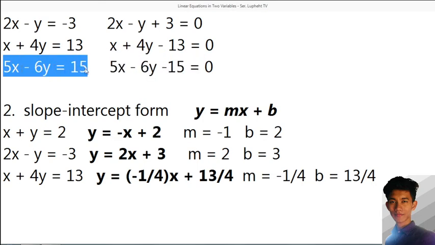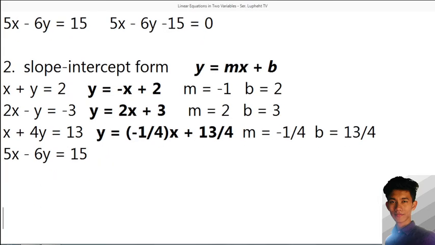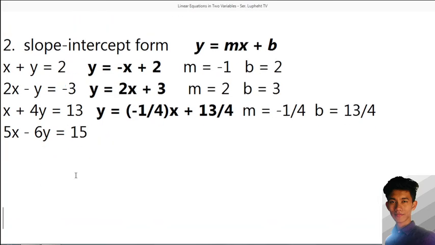So, we have 5x minus 6y is equal to 15. Okay? So, paano natin to gagawing slope-intercept form? Itong 5x minus 6y is equal to 15. So, first step, kailangan mawala yung x sa left side ng equation. So, we will have negative 6y na lang. And then, lilipat yung 5x. That will become negative 5x. And then, we have plus 15.